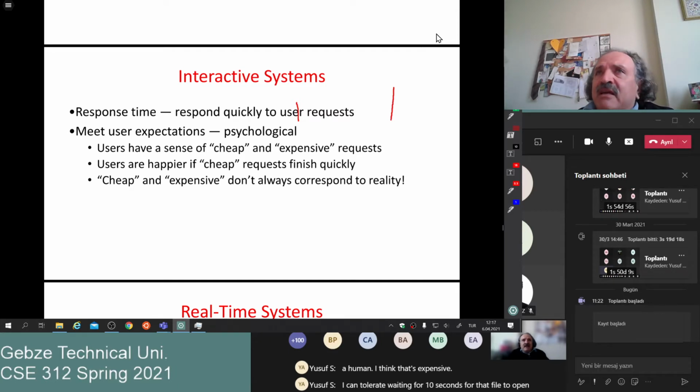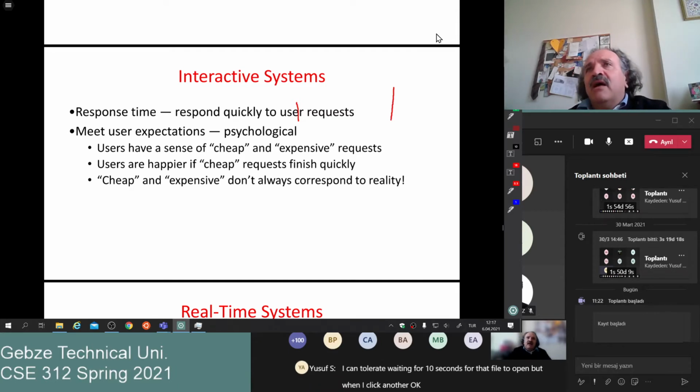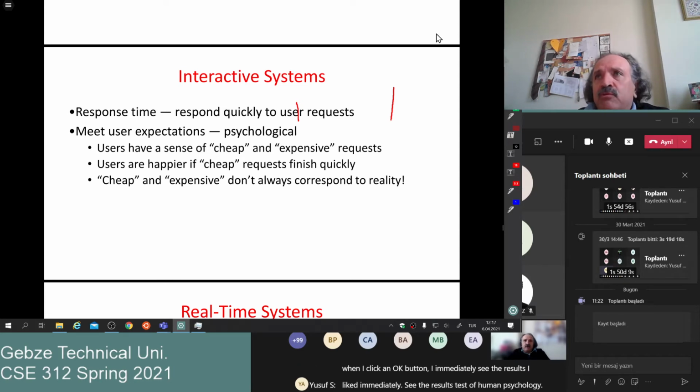But when I click on an OK button, I immediately see the result. I like to immediately see the results. That's the human psychology. And human psychology doesn't correspond to the reality in computer science or computer engineering.